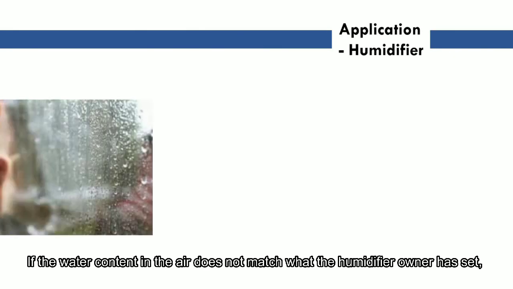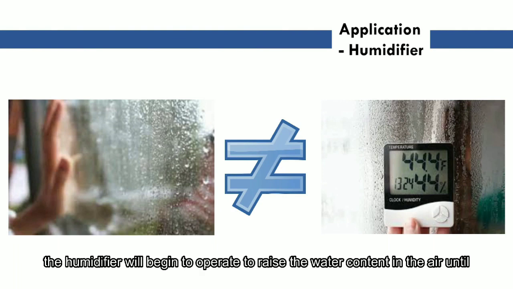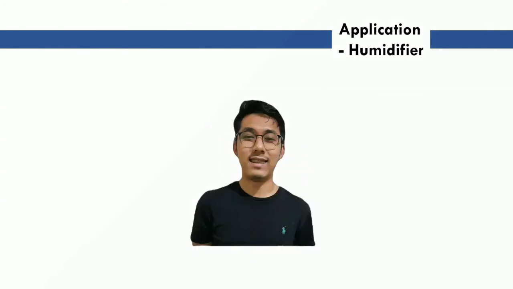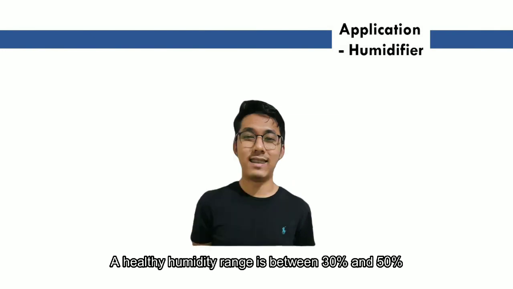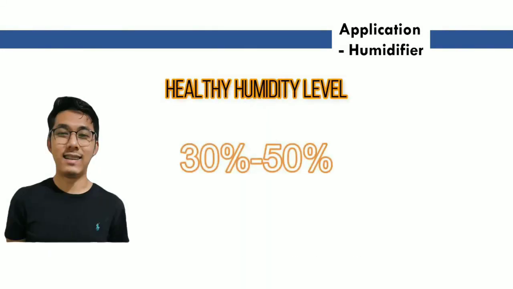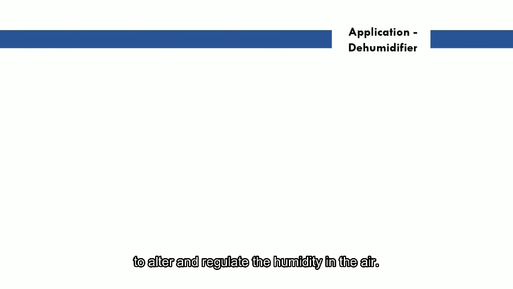If the water content in the air does not match what the humidifier owner has set, the humidifier will begin to operate to raise the water content in the air until it matches what the owner has set. A healthy humidity range is between 30% and 50%. When there is a humidifier, we need a dehumidifier as well to alter and regulate the humidity in the air.